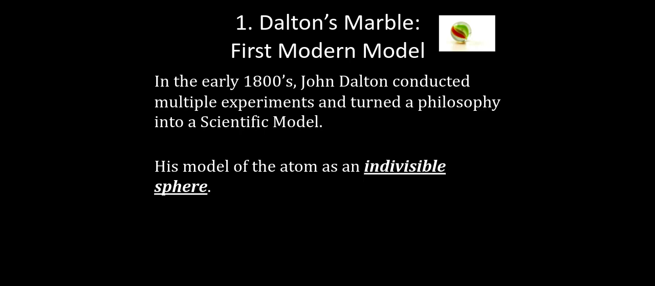So Dalton conducted multiple experiments in the early 1800s, including using electricity to split water into hydrogen and oxygen. And the result of these experiments was his mental image of the atom as an indivisible sphere, kind of like the marble that I have in the upper right-hand corner of the slide.